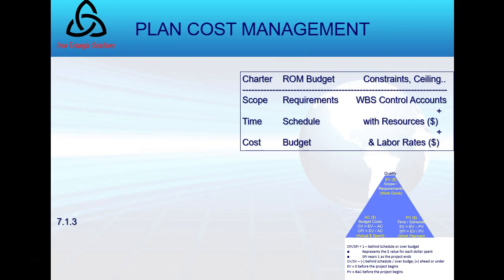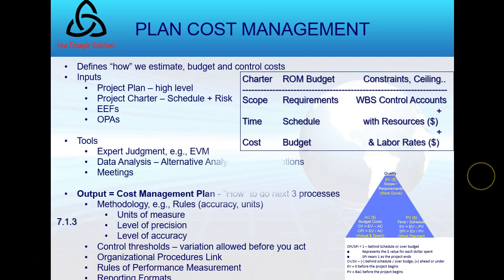What was the plan? And so to do that, we are going to plan cost management, which is going to define, again, how we estimate, budget, and control costs. A shortened version of the definition of cost management that we just discussed. So the inputs, again, just like schedule management. The project plan, which is the project charter, and I think I have those reversed. The project plan should have schedule and risk, and the project charter is high level. So please make a note of that. And then, of course, EEFs and OPAs.